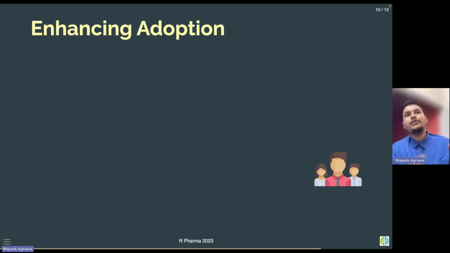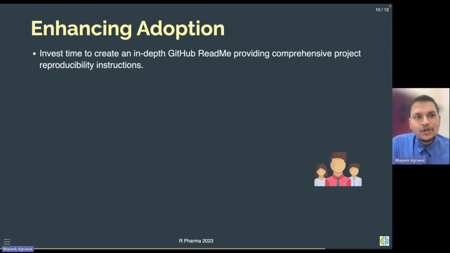So building, implementing a framework, building an application is just one side of the story. If you don't have users, the entire game is of no use, there is no business value. So how do you enhance the user adoption? For that, first you need to invest a lot of time to create an in-depth GitHub README, providing comprehensive project reproducibility instructions for both the biostats point of view and the R developer point of view.